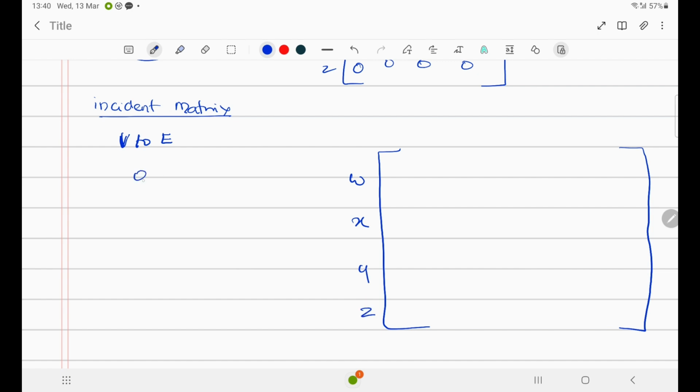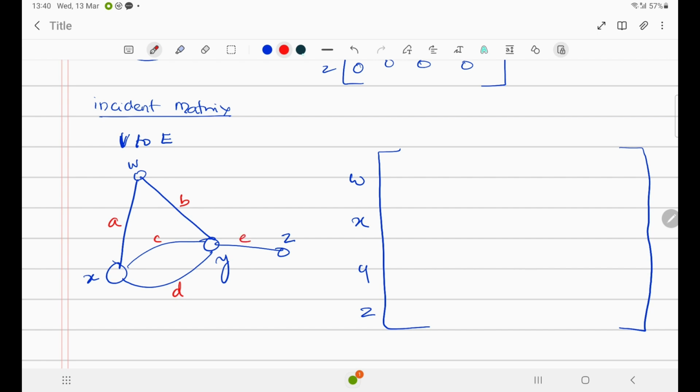And I redraw the graph again, for convenience. This is W, this is X, this is Y and this is Z, and these are edge A, edge B, edge C, edge D, and edge E, and we have the direction like this, and B is like this, and C also like this, and D is in this way. Now how many edges do we have? We have A, B, C, D and E.